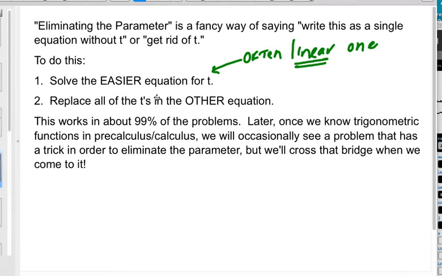Later on, when you know more stuff that you don't know now, including trigonometric functions, we're going to occasionally see a problem that has a trick in order to eliminate the parameter. But we don't know those things yet, so we can't do them yet. But when we get to them, I'll talk about it and we'll cross that bridge when we come to it.